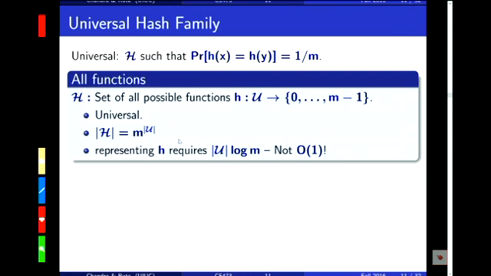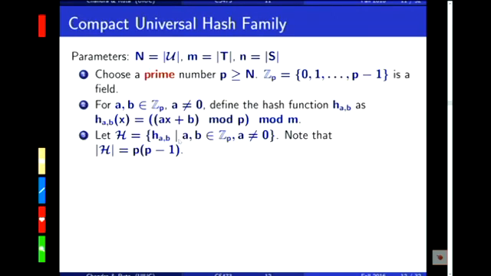So we have to find compactly representable universal families. Let me propose one. Let's say the size of U is the number of keys, m is the number of positions in the table, and n is the number of elements in S. Then pick a prime p which is at least the number of keys, and look at the field Z_p.